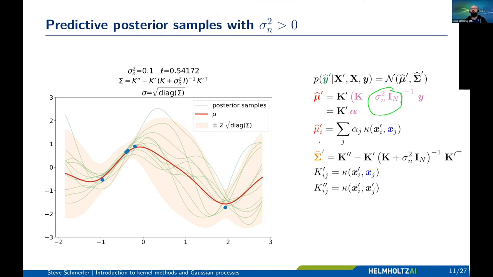And again, the equation for the predictive mean, which is the GP output really, is just the sum over the covariance, so the similarity measure, times the weights. And you see here that this assumed noise in the data only shows up in the equation for the weights. So by adjusting the weights, we adjust whether or not the mean goes through the points exactly or not.